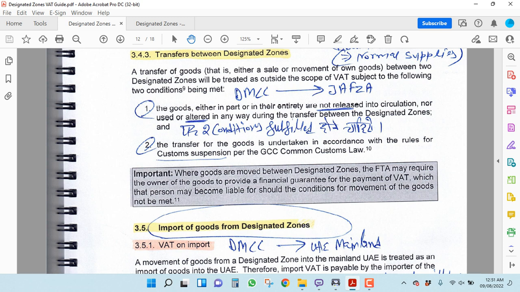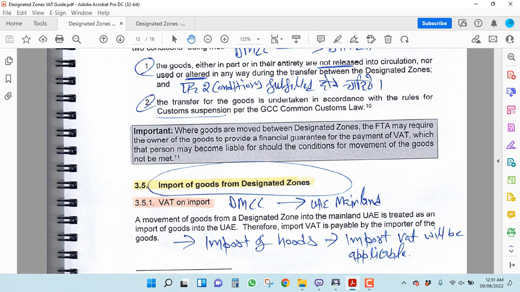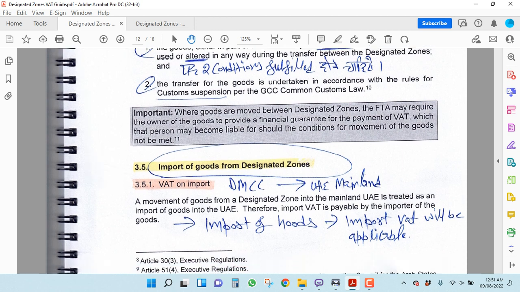The second condition is the transfer of the goods is undertaken in accordance with the rules for the customs suspension as per the GCC common customs law. Important to be noted, where goods are moved from DZ, the FTA may require the owner of the goods to provide a financial guarantee for the payment of VAT, which that person may become liable for should the conditions for the movement of goods not be met. If the conditions of the movement are not met, then that security, that guarantee can be forfeited by the FTA also. Okay, FTA can demand this.